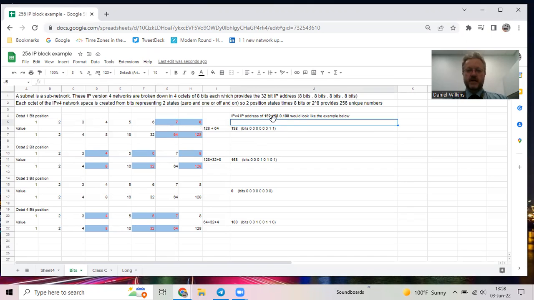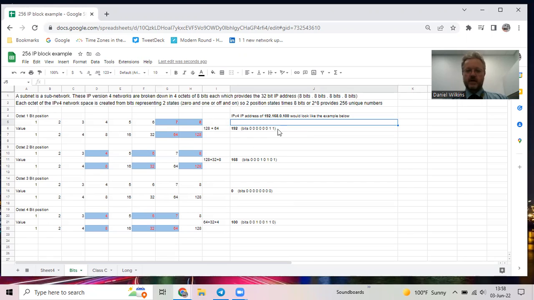Then you go on to the next octet and you see 168. How do we come up with 168? Well, we need bits 4, 6, and 8 turned on, and adding those values up gives us 168. The third octet is a 0, so all bits are off, there are no values represented here, so that's all zeros.